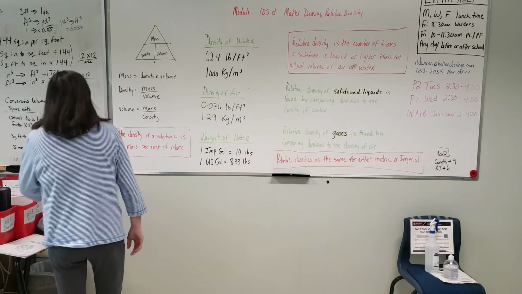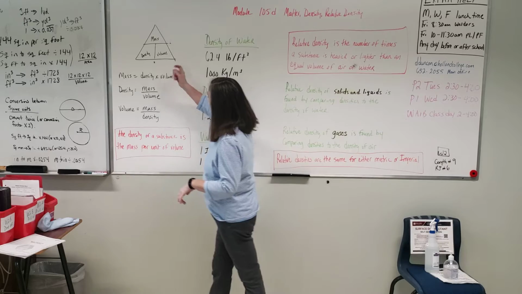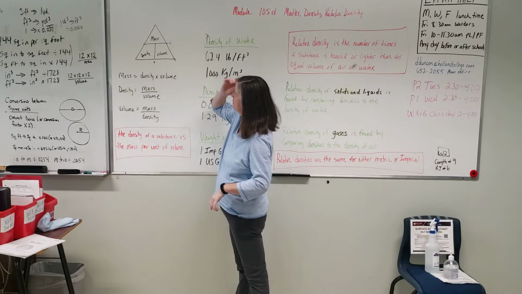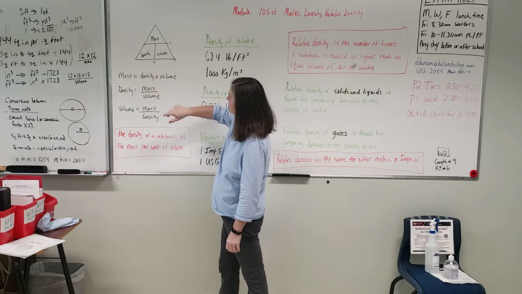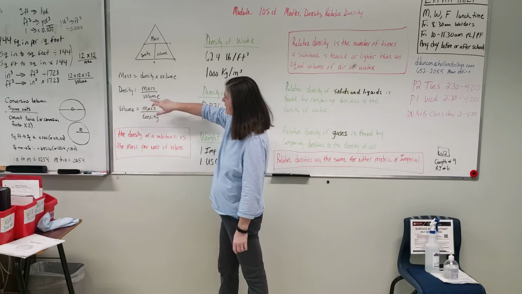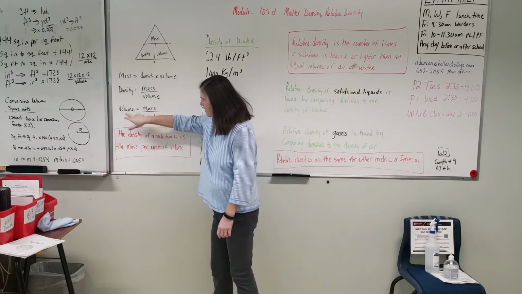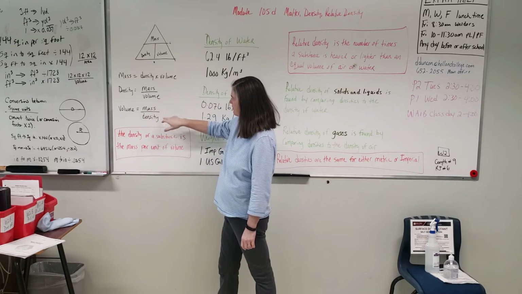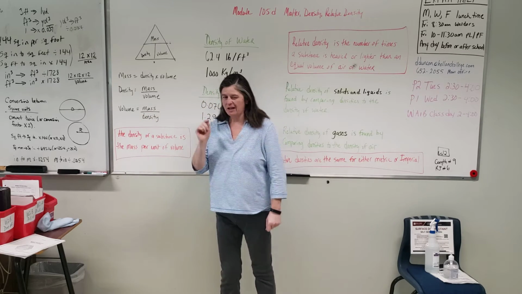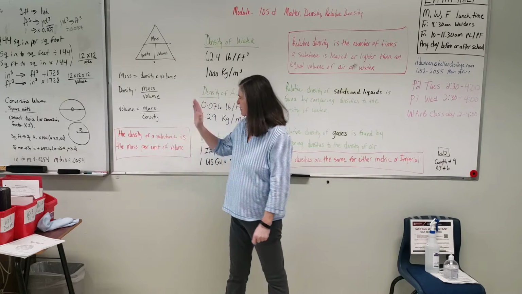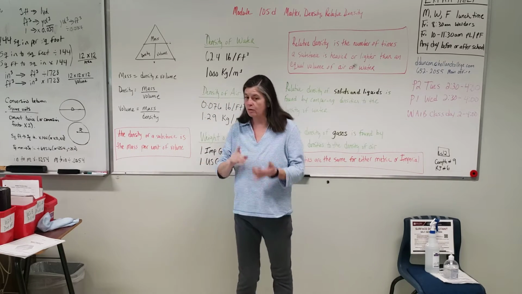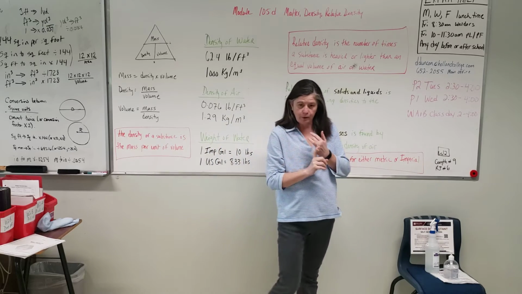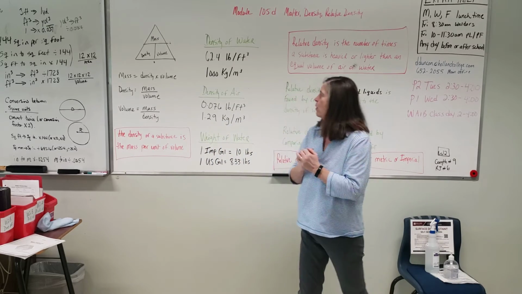So we are introducing another formula triangle: mass, density, and volume. And we know how these work. We're looking for mass, density times volume. If we're looking for density, mass divided by volume. And if we're looking for volume, mass divided by density. So let's think about this word density and what that means. Density of a substance is the mass per unit of volume. So we've been talking about what water weighs per cubic foot. That's the density of water.